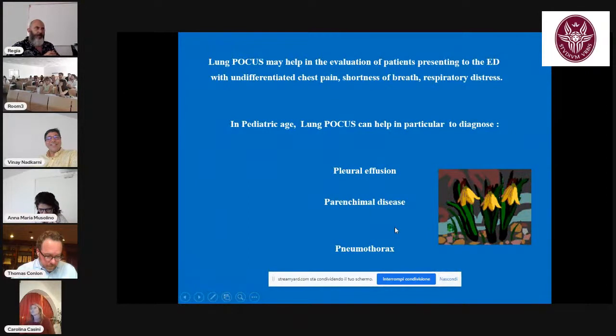So, lung POCUS may help in the evaluation of patients presenting to the emergency department with undifferentiated chest pain, shortness of breath, respiratory distress. And in pediatric age, lung POCUS can help in particular to diagnose pleural effusion, parenchymal disease, and pneumothorax.